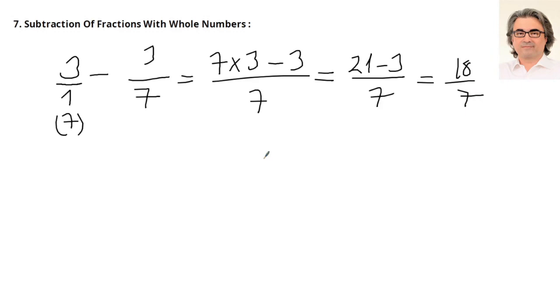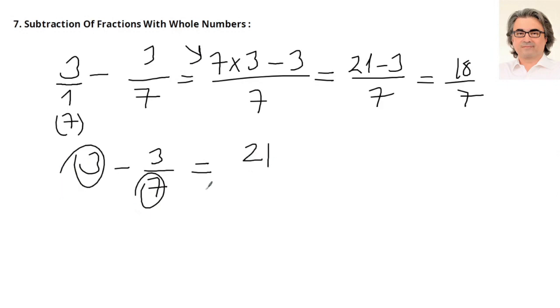Now let's concentrate on this question and try to find the shortest way. If you look carefully here, I multiplied the denominator of the fraction part with the whole number. 3 times 7 is 21, and after that I made the subtraction operation, minus the numerator of the fraction part, 3, over the same denominator. Did you see?